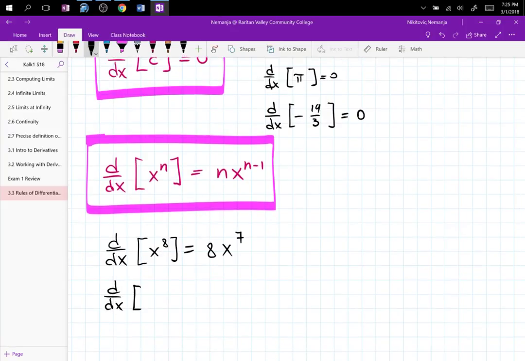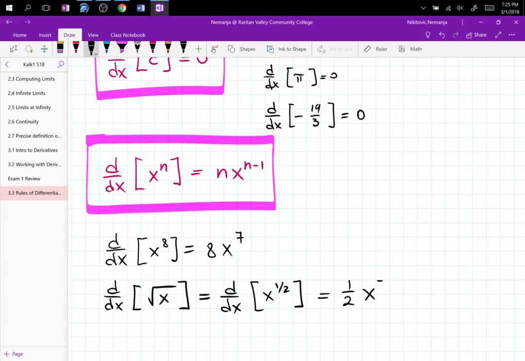The derivative of square root of x. Well, that can also be written with the exponent. It's a 1/2, right? Anyone? Oh, you're here. So much enthusiasm tonight. 1/2 x to the negative 1/2, because 1/2 minus 1 is negative 1/2. We are going to write this as 1 over 2 root x.